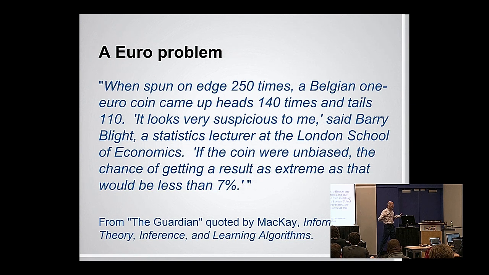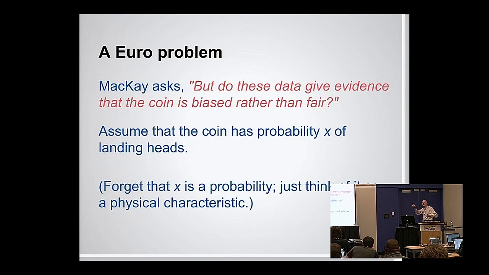The question is, from a Bayesian point of view, do these data, the 140-110 split, provide evidence that the coin is biased rather than fair? So we're going to do this in 2 steps. The first thing we're going to do is to try to estimate what is the probability that this coin will land heads side up. And then we'll come back to the more general question of what we should believe about the coin after seeing this evidence.